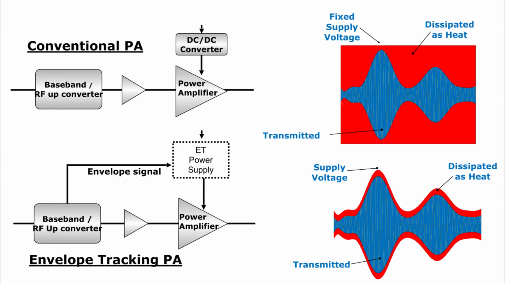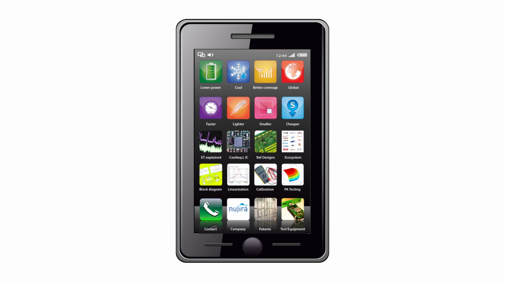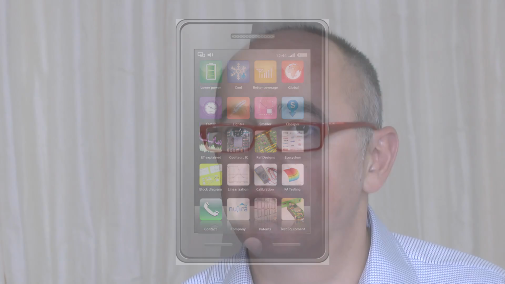Envelope tracking is a technology for improving the efficiency of RF power amplifiers that are used in wireless transmitters, and it works by dynamically modulating the power supply to the RFPA in line with the signal that's being transmitted. We're finding particular application for this technology in 4G smartphones, and one of the features of 4G is that there are lots of new frequency bands that 4G networks operate on.